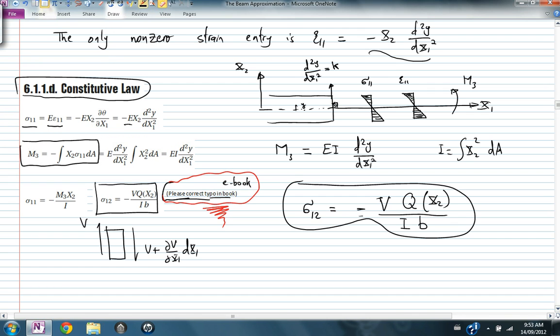And also we have a relationship between sigma on 1 and the moment, because the moment is equal to EI d2y by dx1 squared, and sigma on 1 is equal to negative EX2 d2y by dx1 squared. So we can relate sigma on 1 to the moment.